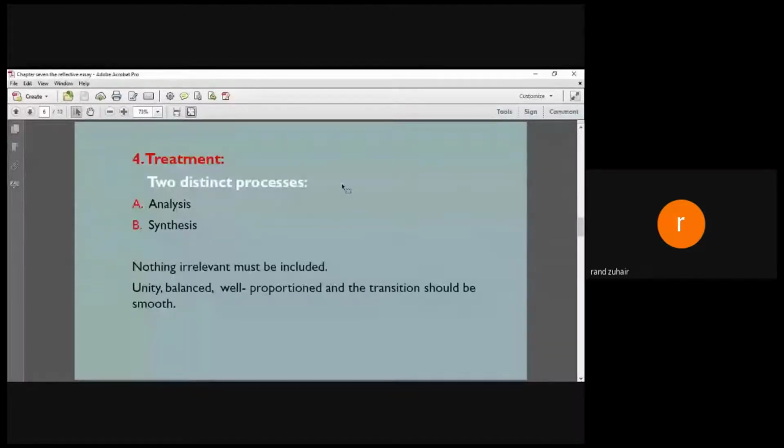Then we have number 4, treatment. In a treatment we have two distinct processes. A. Analysis. B. Synthesis. Nothing irrelevant must be included. The writer is going to write everything in the reflective essay so that it must be relevant.